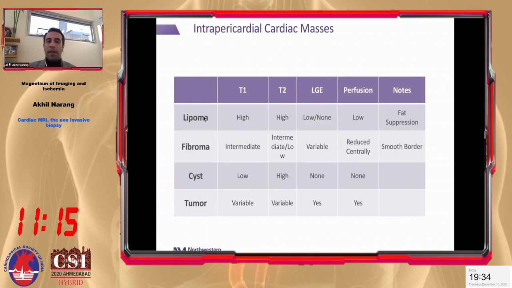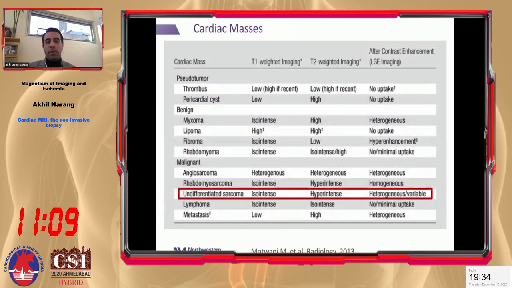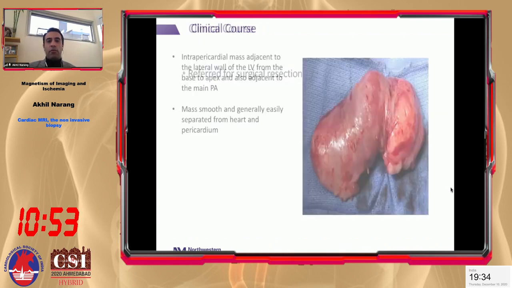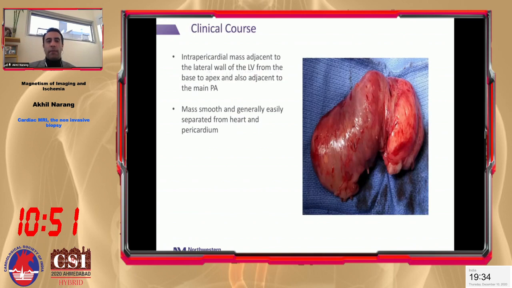If it's something like a lipoma or fibroma, these are typically benign, and I may not need to do anything. As you can see, this mass caused an effusion but didn't cause any other problems. Now, if I look at the cardiac masses in terms of tumors more clearly, this patient ended up having isointense T1, hyperintense T2, and heterogeneous LGE, really making me suspicious for sarcoma. So what happened? We sent this patient for surgical resection. This is the picture of the mass taken out. You can see it's massive, smooth.